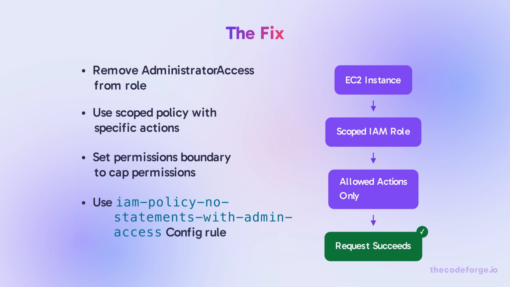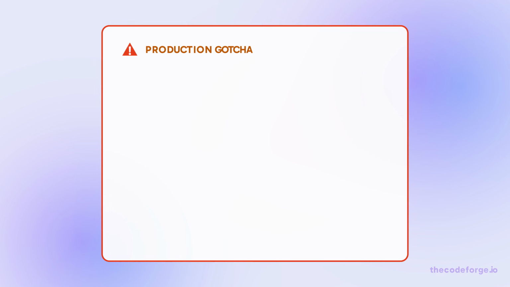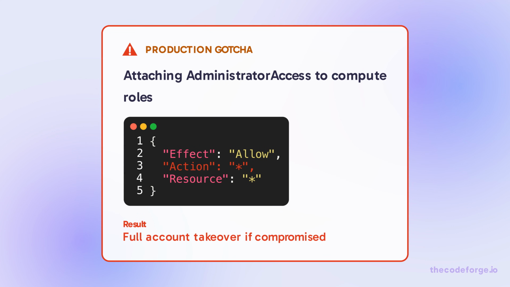This prevents the exact pattern from the incident. The biggest mistake is using administrator access on Lambda or Elastic Compute Cloud roles just to make it work. A single compromised function gets full account access in seconds. This is exactly what caused the $47K incident. An attacker exploited a vulnerable web app, assumed the role with administrator access, and launched GPU instances for crypto mining.